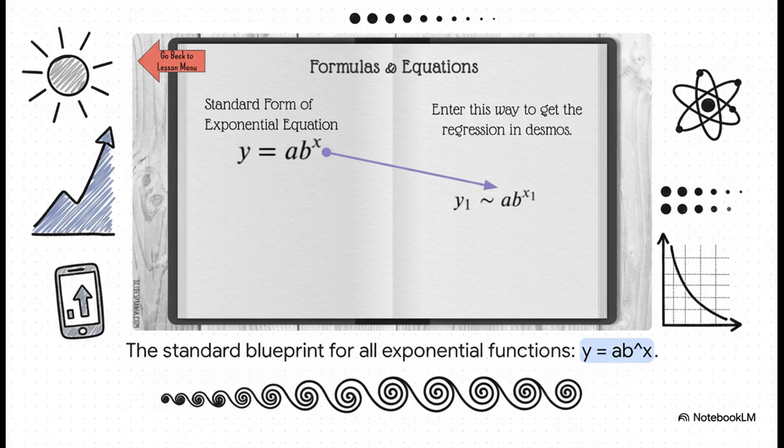This right here, this is the standard blueprint for pretty much every exponential function you're ever going to see. y equals a times b to the power of x. Now, a is just your starting amount, your initial value. But b is our hero. That is the growth or decay factor we've been hunting for.